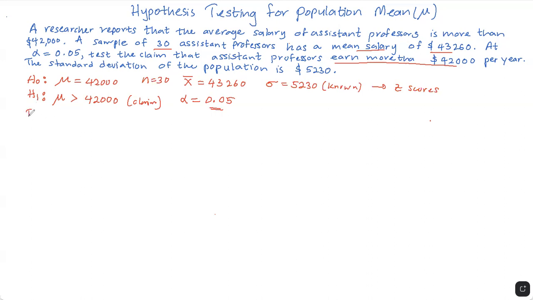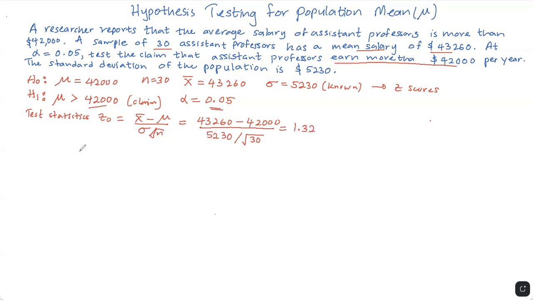Let's first calculate the test statistic. So the test statistic for this problem is x bar minus mu over sigma over square root n. So this is how you calculate your test statistic for this problem. x bar is $43,260 minus mu value, the hypothesized value, which is 42,000, divided by 5,230 divided by the square root of the sample size 30. So the value of this test statistic is 1.32.